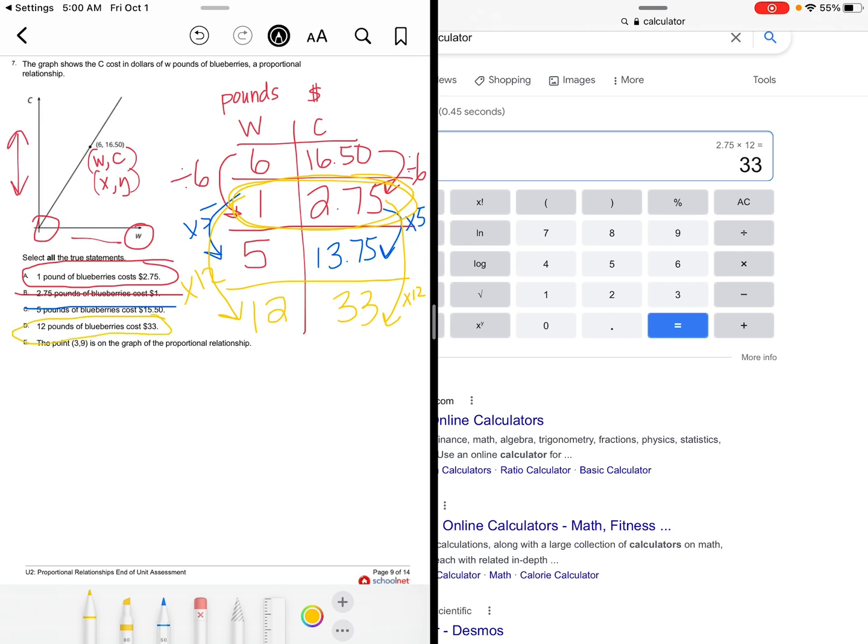The (3, 9) on the graph is in the proportional relationship. So that would be 3 pounds of blueberries cost $9. So again, I'm going back to that constant of proportionality times 3. So I'm doing 2.75 times 3. I get 8.25. So E is out. So my two answers were A and D.